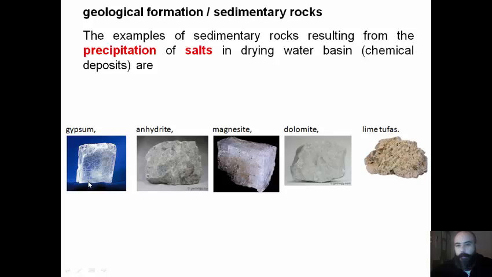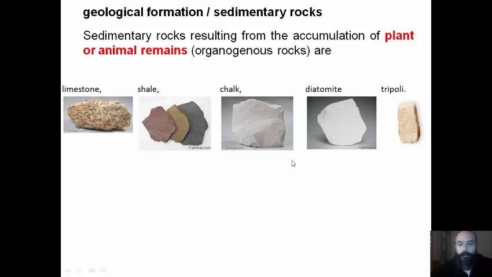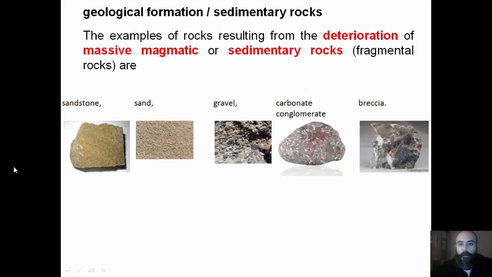The examples of sedimentary rocks resulting from the precipitation of salts in drying water basins, which means chemical deposits, are gypsum, anhydrite, magnesite, dolomite. Sedimentary rocks resulting from the accumulation of plant or animal remains are limestone, shale, chalk. The examples of rocks resulting from deterioration of massive magmatic or sedimentary rocks, fragmental rocks, are sandstone, sand, gravel.